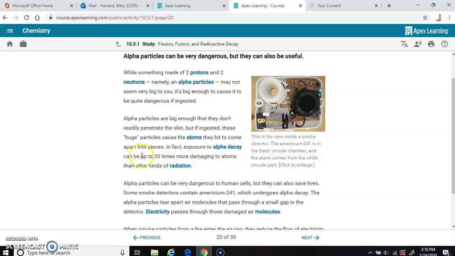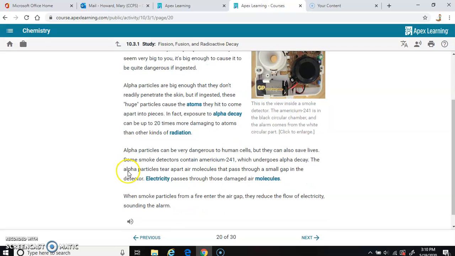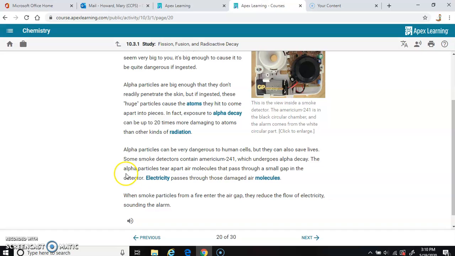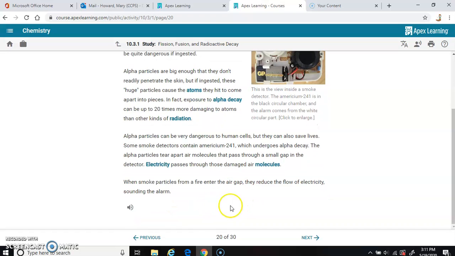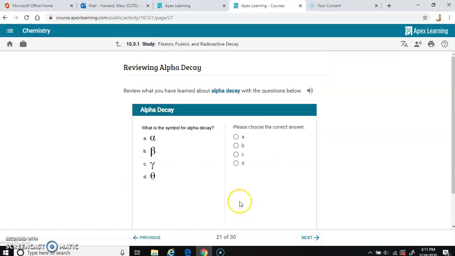They say exposure to alpha decay can be up to 20 times more damaging to the atoms than other types of radiation. But they can also save lives. We have detector particles in a smoke detector that can identify things going on and sound the alarm. They see the air gap and can recognize this. It saves lives, so we use this for positive things as well.